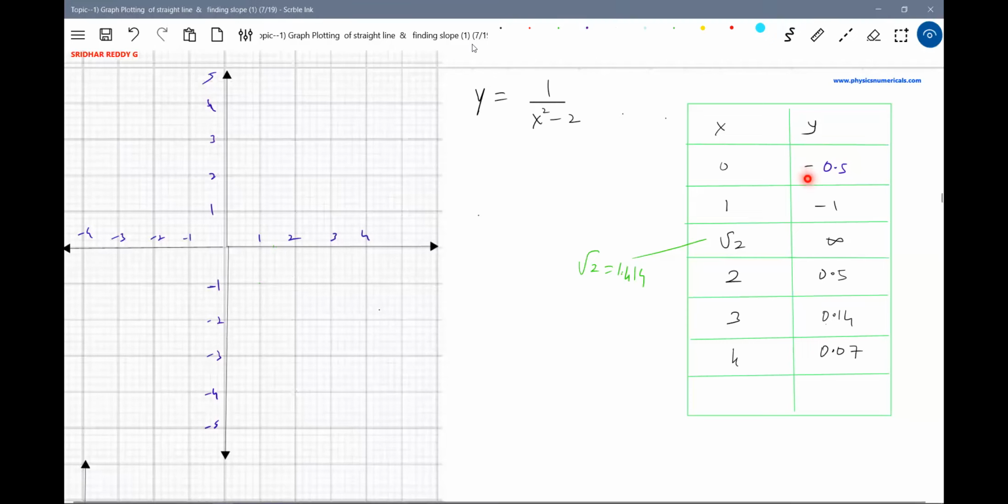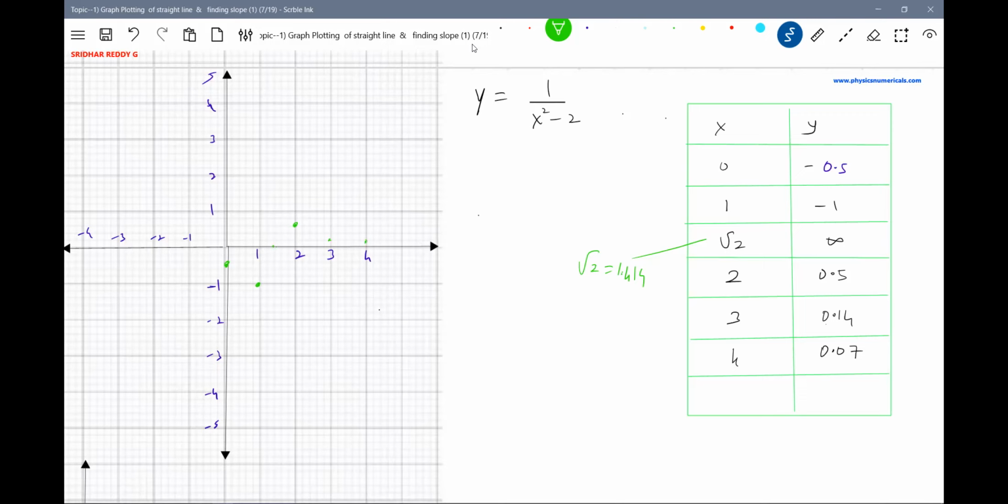There is some correction. I wrote minus 2 for x equal to 0, but it will be minus 0.5. Let's look at the points. x equal to 0, it will be minus 0.5. x equal to 1, it will be minus 1. x equal to root 2, it will be infinity. Then x equal to 2, it will be 0.5. A little bit you have to be careful. This is 2, this is 1. Next, x equal to 3, 0.14. x equal to 4, a still lower value.